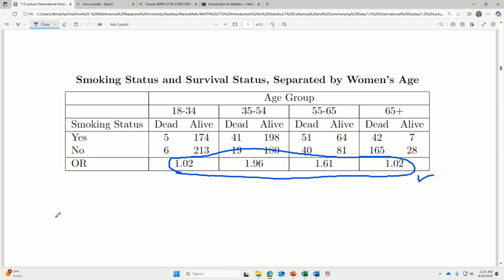This is what we would call a confounding variable. If the question you're trying to ask is how does smoking affect your probability of death in the next 10 years, age is a confounding variable. Whether or not you die in the next 10 years is a function of whether you're a smoker, but it's also a function of how old you are.